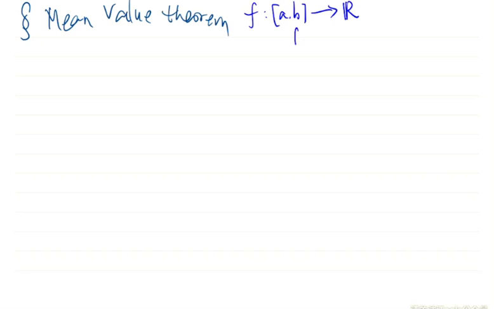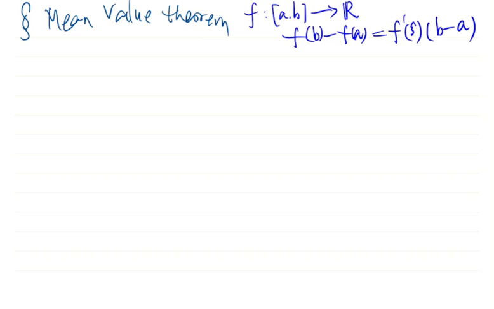Then f(b) minus f(a) is the derivative of f at some point in the interval multiplied by b minus a. This is called the Lagrange mean value theorem. This is true for single variable functions, and we have known that this is very important in the study of single variable functions.